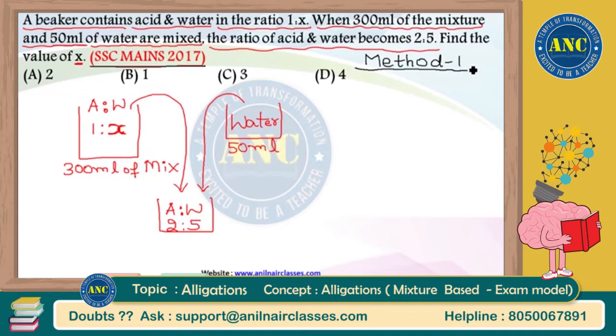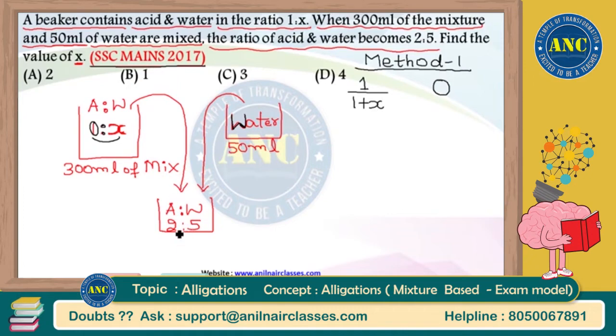Now see here, sir. There are two parameters, acid and water. You choose any parameter of your choice. You will end up getting the same answer. If I choose acid as the base parameter, out of total 1 plus x liters, 1 liter belongs to acid. This is in the first vessel. What in the second vessel? Do you have any acid in the second vessel? No, it's pure water.